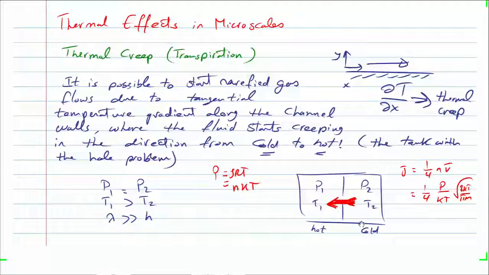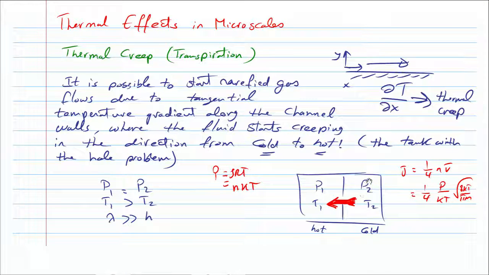So now he basically says that at any point, if I look at the flow, how many are going to the right? Quarter N V. How many going to the left? Quarter N V. How many going up? Quarter N V. How many going down? Quarter N V.